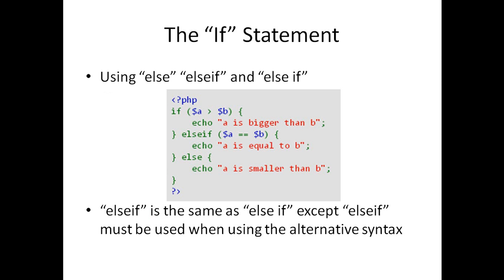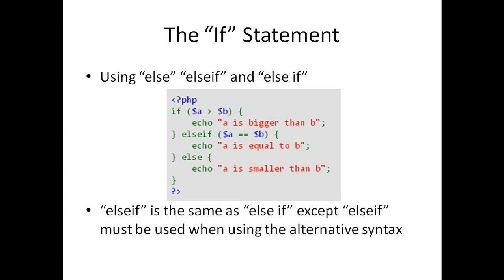Now using else, elseif, and else if with a space. They are different. Elseif is the same as else if, except elseif must be used when using the alternative syntax. Let me repeat that. Elseif without the space is the same as else if with the space, except elseif without the space must be used when using the alternative syntax. Here's an example where if $A is greater than $B, echo A is bigger than B, elseif without the space $A is equal to $B, then echo A is equal to B, else echo A is smaller than B. That's elseif without the space.